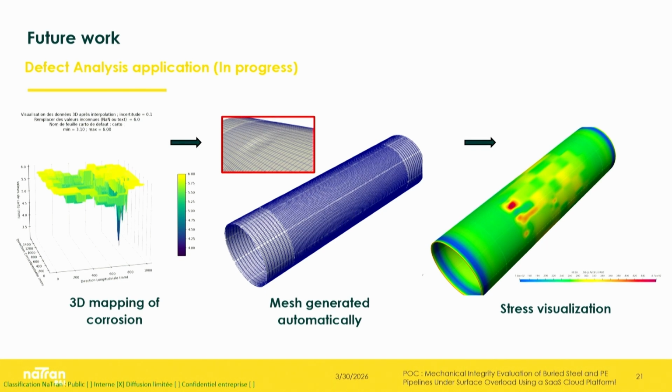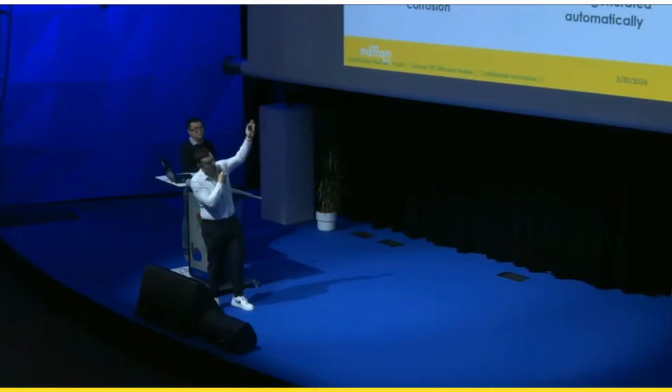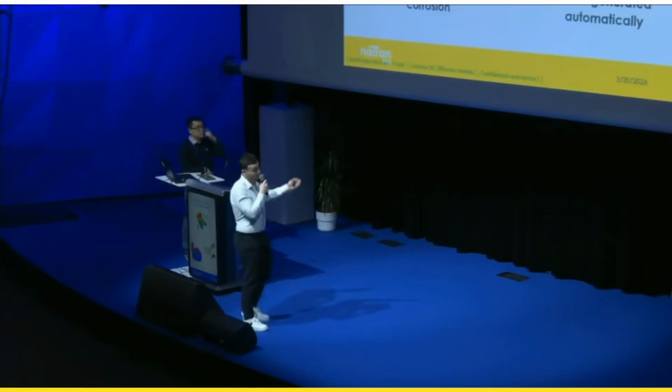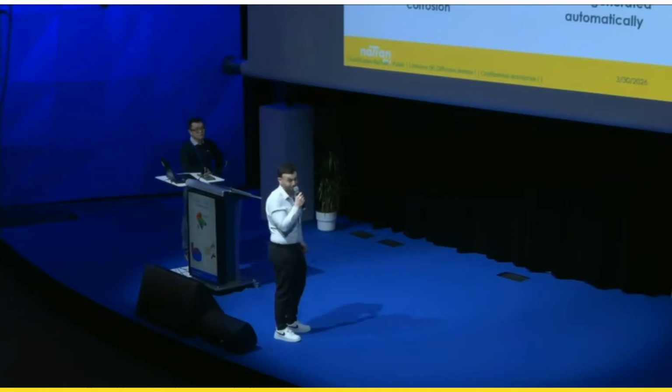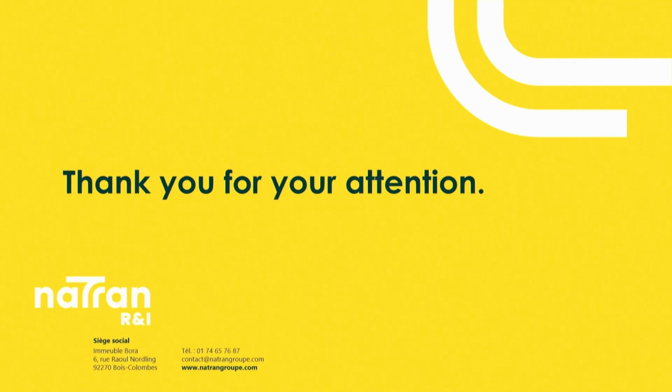We have already done the 3D mapping of the corrosion that can automatically be put into the mesh. The nodes will automatically move using the 3D mapping of the defect, launch the calculations, and give back the result, with the post-processing also automated. So there is the interface to make, and we have to validate all those kinds of calculations. Thank you, everyone, for your attention.